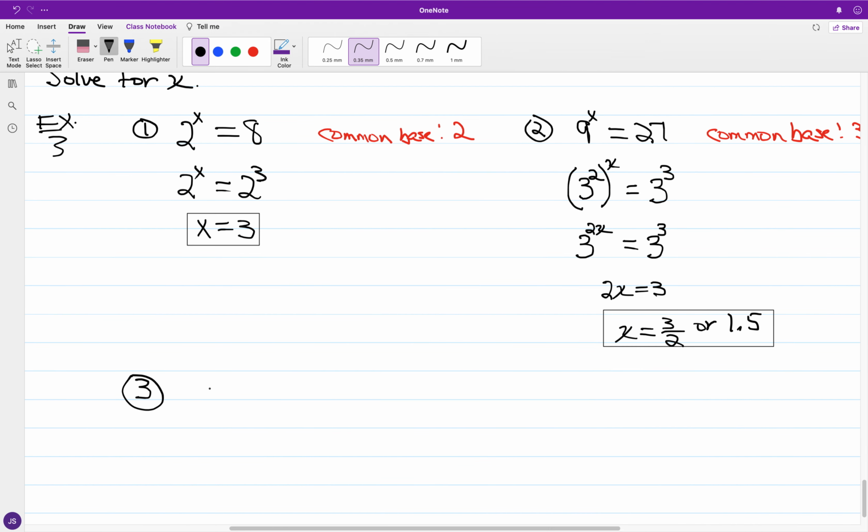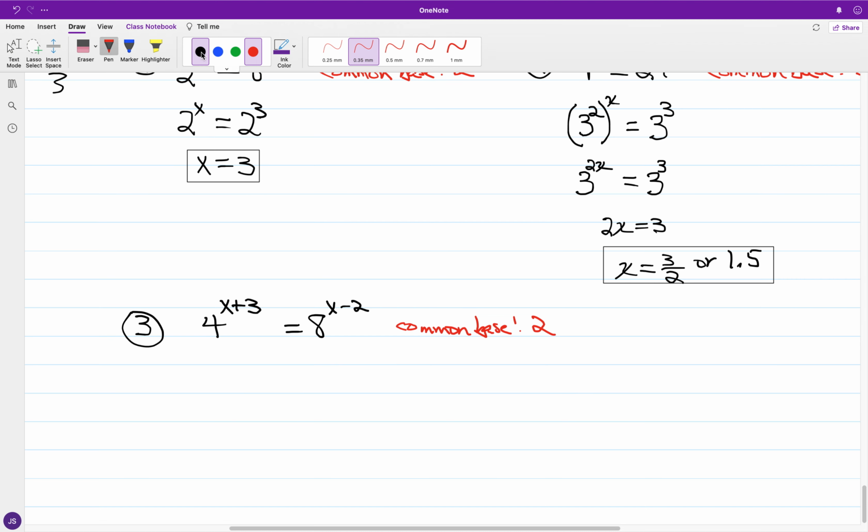And we'll say something like 4 to the x plus 3 is equal to 8 raised to the x minus 2. Okay, so 8 is a multiple of 4, but it's not an integer power of 4.